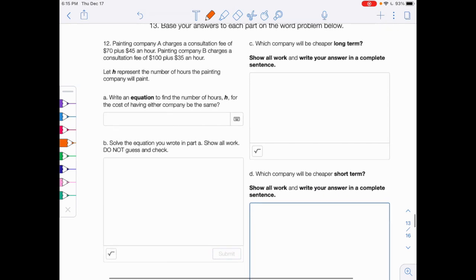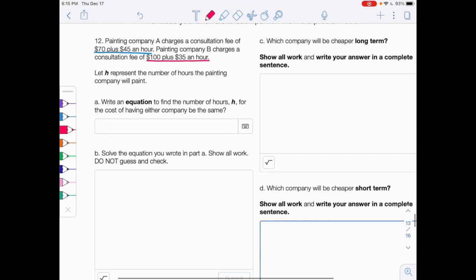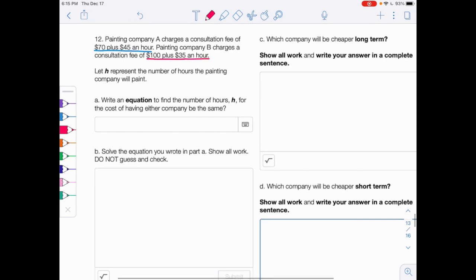Another word problem here. Here it says a painting company A charges a consult fee of $70 plus $45 an hour. Company B charges $100 plus $35 an hour. It says let H represent the number of hours of painting the company will paint. And so write an equation. So I'm going to say for company A, it's 70 plus 45H.